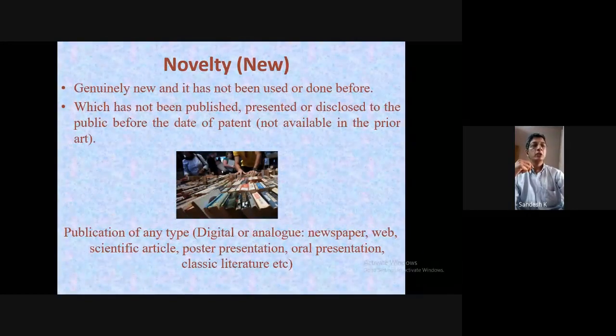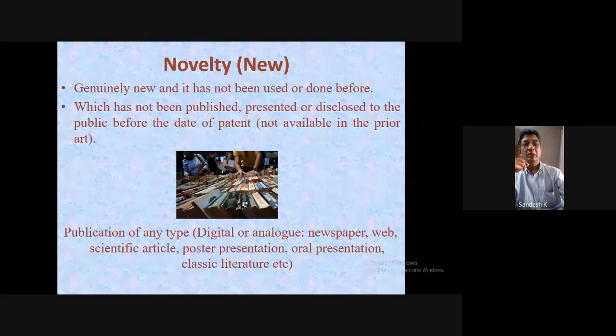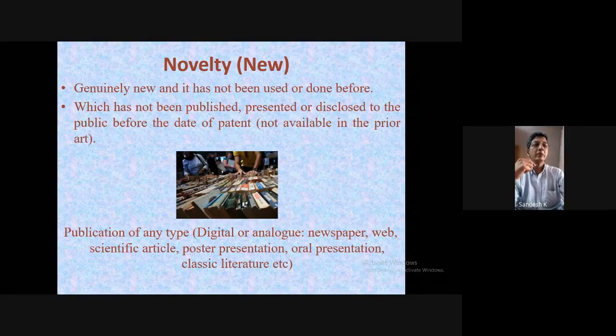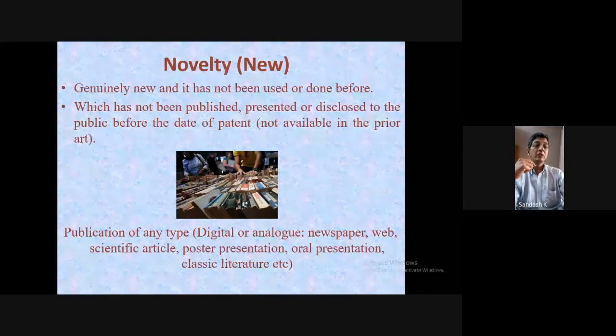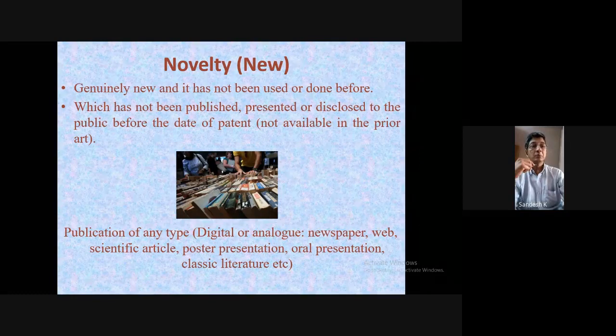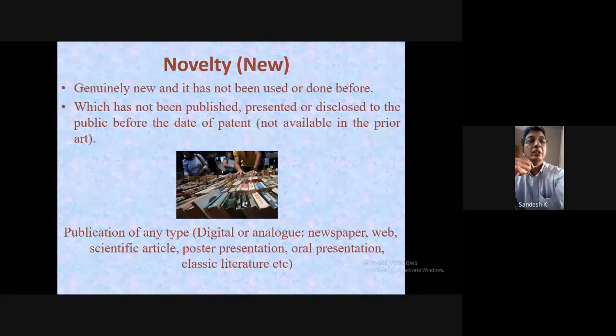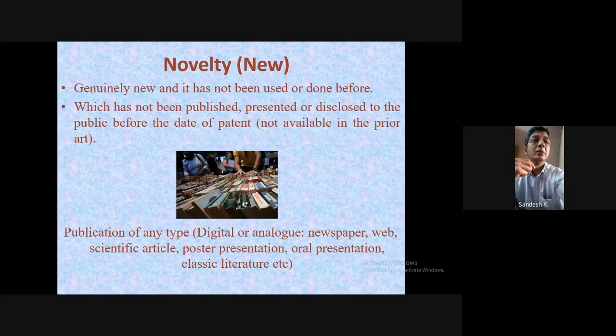Of course, it should be genuinely new. It has not been done or used before, and it is not published anywhere. We call it prior art. Now, prior art is nothing but a Google search or any search engine. You search and find out whether such publications are present or not. Nowhere in any other source either, including traditional knowledge, publications, digital form, poster presentations, or oral presentations. So novelty should be on a worldwide basis, in all sorts of digital and traditional systems.